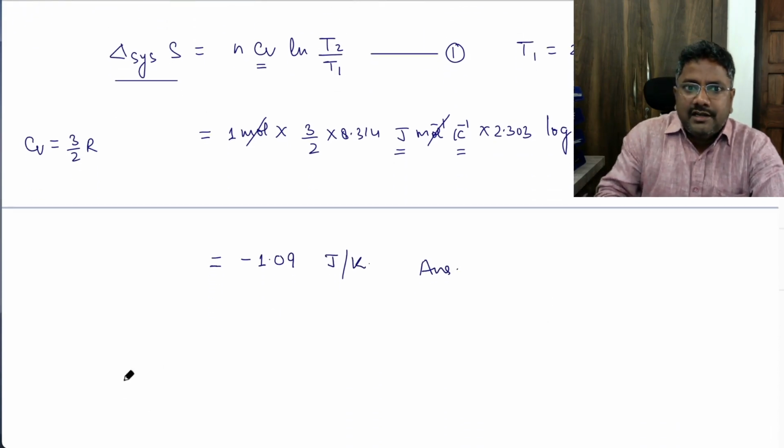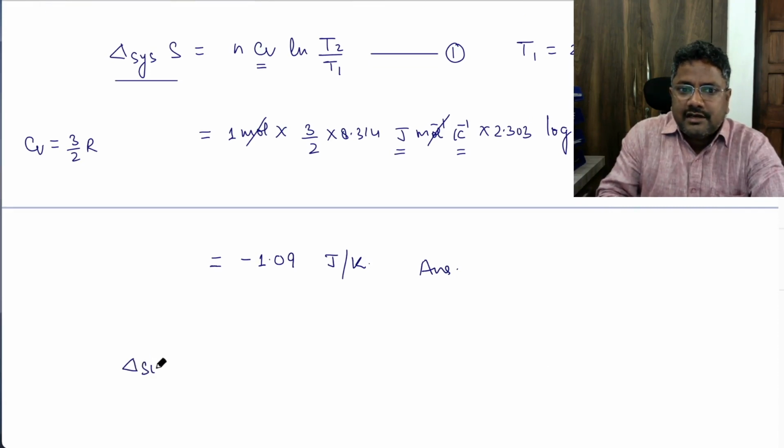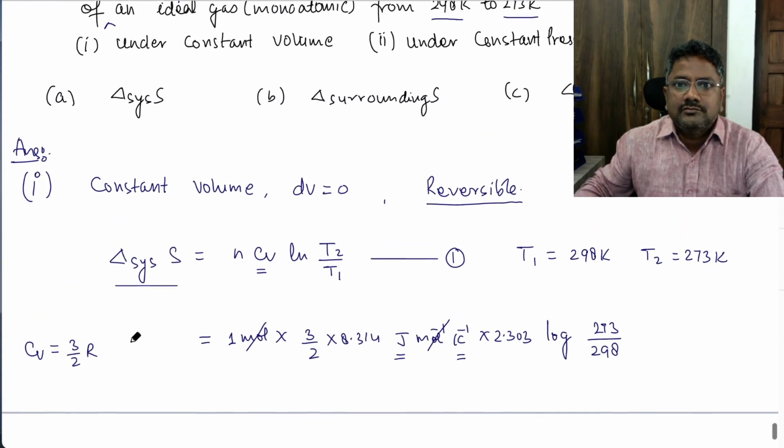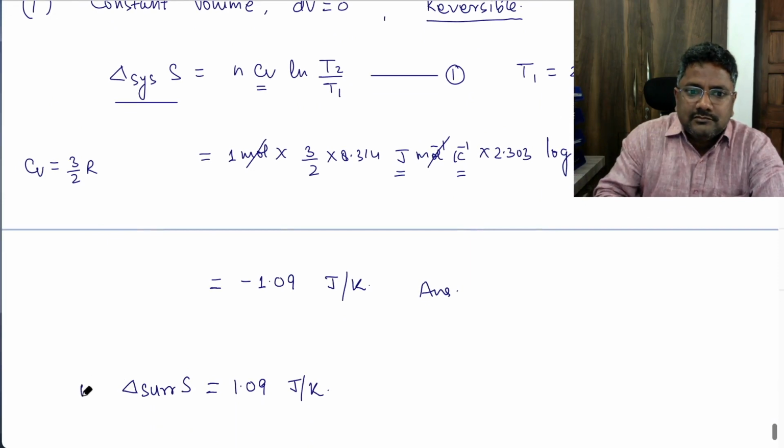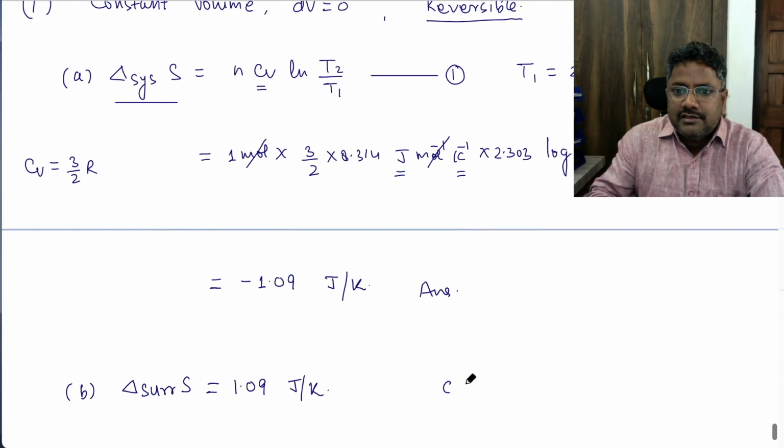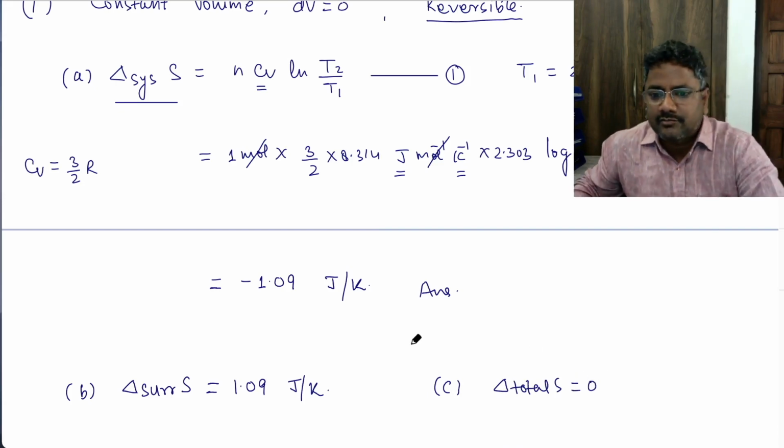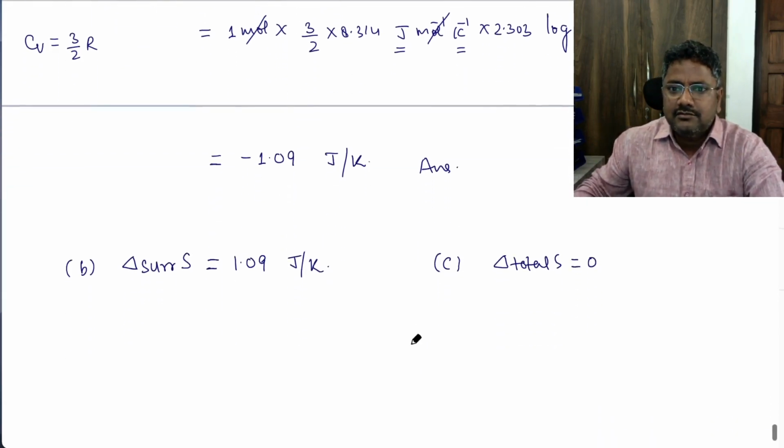So what is the delta S of surrounding? Delta S of surrounding is equal to positive 1.09 joules per Kelvin. And what is delta S total? This is A, this is B, and C is delta S total, which is equal to 0, right? Because this is a reversible process, so this is always equal to 0.